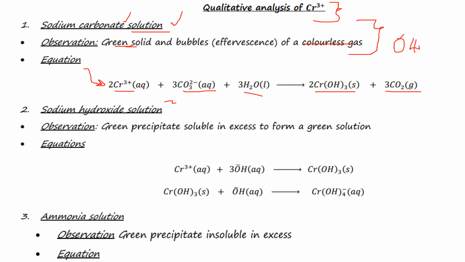Now reacting it with sodium hydroxide, we are going to have a green precipitate which is soluble in excess to form a green solution. Chromium reacts with hydroxide to form chromium hydroxide, but in excess will form a complex of a chromite ion. Now reacting it with ammonia, we form a green precipitate which is going to be insoluble in excess. And the equation is going to be as follows.